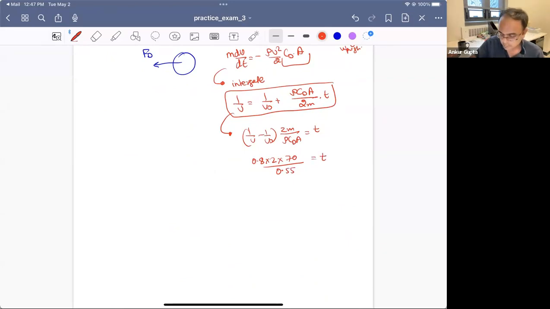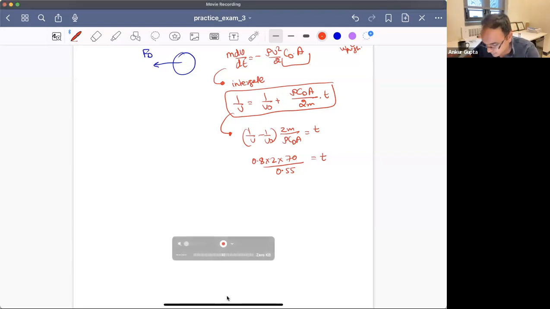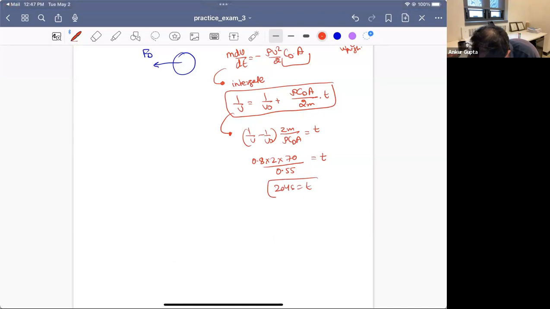And so this is actually a pretty long time, clearly, which is not great, but that's without applying brakes, that's what's going to happen. So 1.6 into 70, divided by 0.55. So it comes out to be 203, 204 seconds. We'll just say 204 seconds. Approximately, it's about 3.5 minutes or something like that. So you kind of get the sense from this.